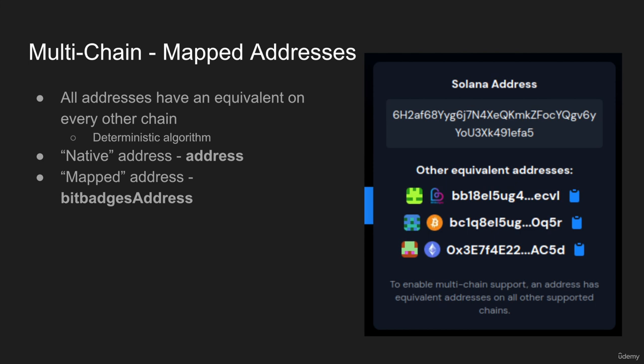So, for example, as you see on the right, the Solana address 6H2 is equivalent to the BitBadges or Cosmos address with the prefix BB18, and also that Bitcoin address and the 0x3 Ethereum address. So when you hear the terms native versus mapped, mapped is typically the BitBadges address, which we use as a common denominator for many interfaces. We try to be as accommodating of native addresses wherever possible, but in some cases you might have to map it to a BitBadges address just to avoid collisions, ensure consistency, and so on.